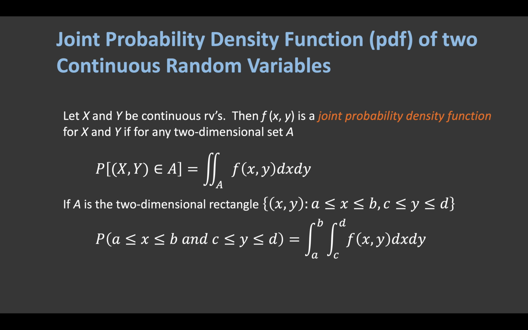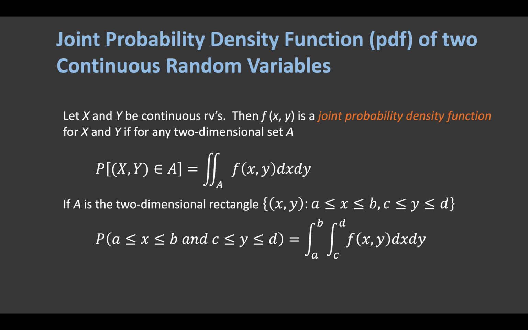So basically, if A is a two-dimensional rectangle, for x, it needs to be between a and b, and y between c and d, then the probability for x and y just equals that. The probability equals the integral from a to b, that's for x, and then another integral from c to d, that's for y. Apply that to the entire probability density function, and you get the probability.